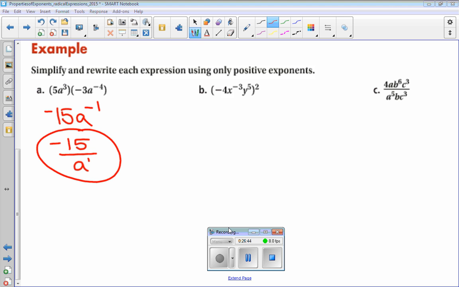All right, let's go ahead and look at part B. This one looks a little different. What is that 2 on the outside here? An exponent. Okay. And it looks a little different than the first problem. Do you agree? I'm going to square the coefficient. What is -4 squared? Is it -16 or is it positive 16? It is positive 16.